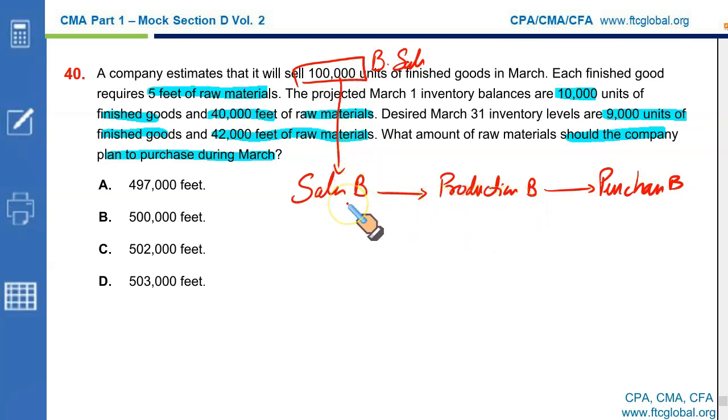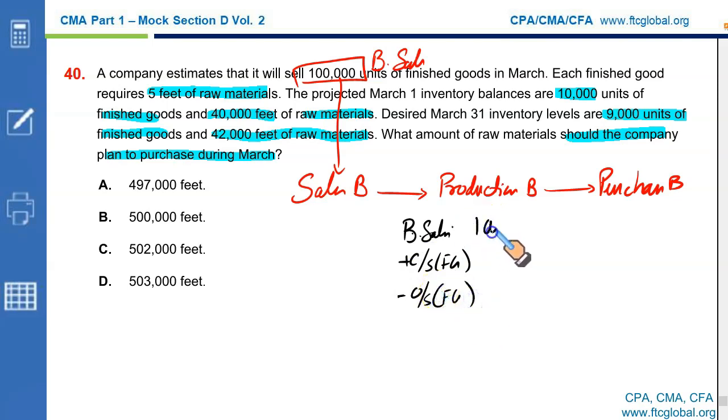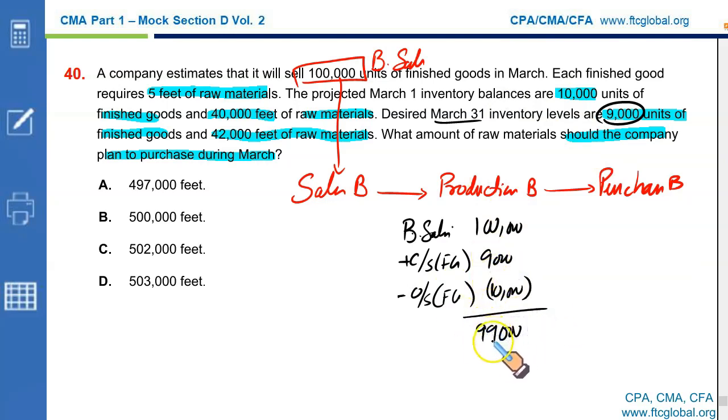That's the planned format. You start with the planned sales, or let's call it budgeted sales. To this you add the desired closing stock of finished goods, and from this you deduct the opening stock of finished goods, and everything is given. Planned sale is 100,000 units. The desired closing stock of finished goods is given at 9,000 on 31st March, and the opening stock which we need to deduct is 10,000 at 1st March. So if you net this up, you get 99,000 units. That's what you're going to produce. This is the planned production, or the budgeted production.